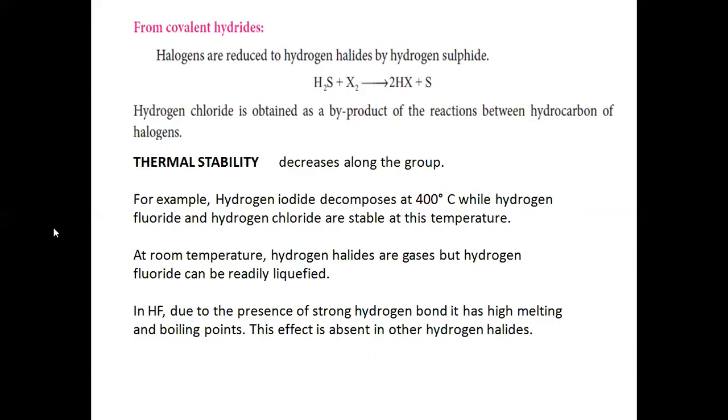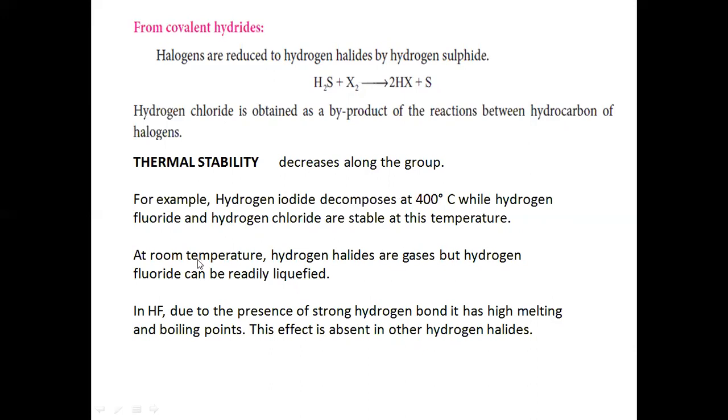For example, hydrogen iodide decomposes at 400 degrees Celsius, while hydrogen fluoride and hydrogen chloride are stable at this temperature. That means the HF bond is very strong, because the bond length between hydrogen and fluorine is short. We need to give more energy to break the HF bond than the HI bond. The HI bond is not that strong, so HI decomposes more easily than HF.